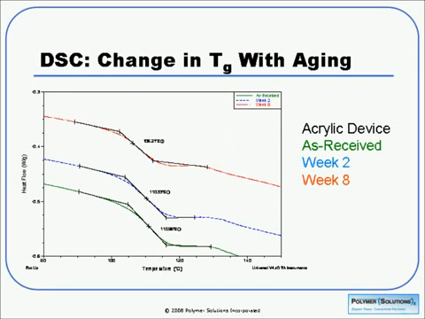In one study that we did at Polymer Solutions, we had an acrylic device that we were taking through an accelerated aging protocol to see how it might react to certain conditions. And one of the ways that we tested it was with DSC. The green curve at the bottom is the sample as received. The blue curve is 2 weeks, and the red curve is 8 weeks. And we can see that we're getting some drop in our Tg. It's going from about 111 down to 106. So this indicates that the conditions in which we're testing are actually starting to degrade the sample.